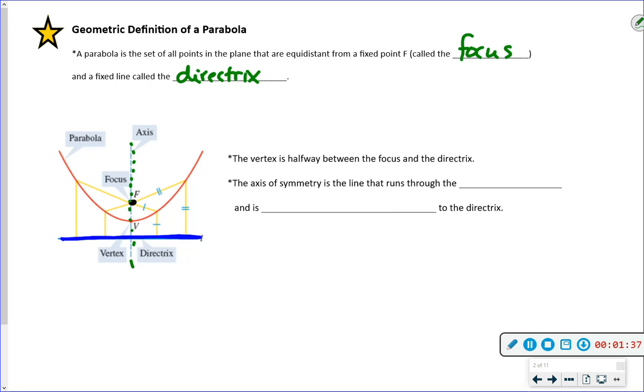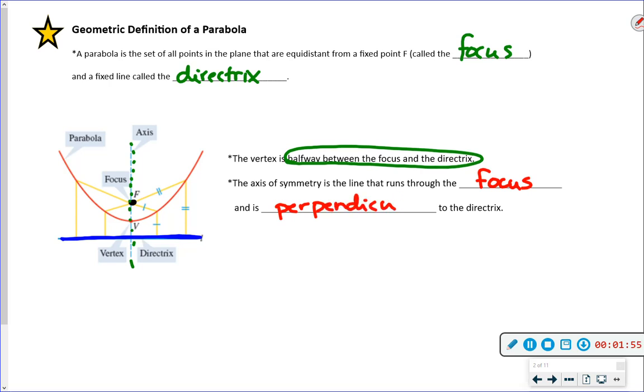Now, vertex, of course, we just talked about that, halfway. And I'm going to show you how to calculate it in a minute. There's a little formula for it. Axis of symmetry goes through your focus. And it's perpendicular also, just for information purposes, to the directrix.